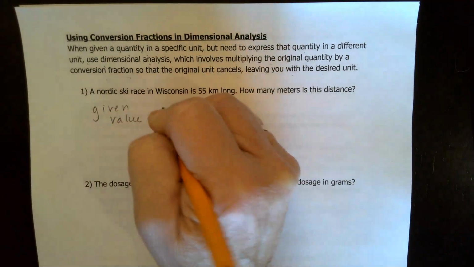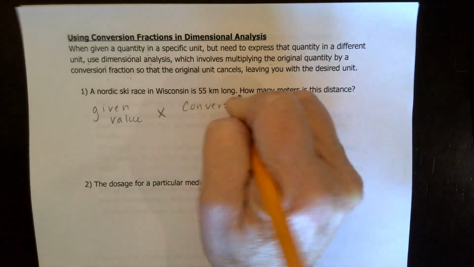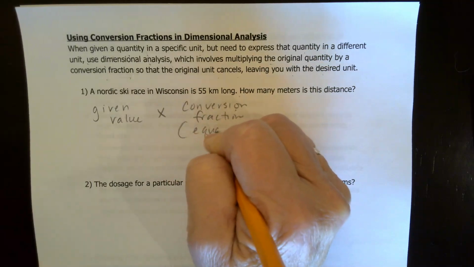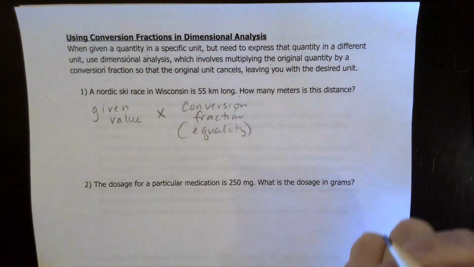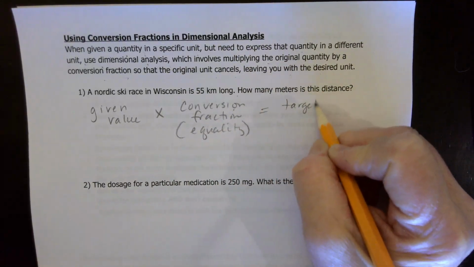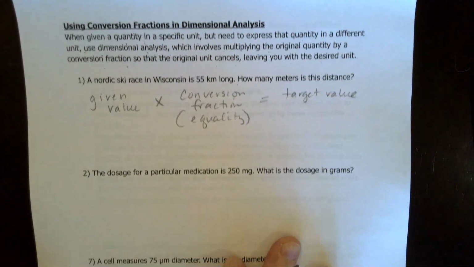Okay, so the basic structure is you're going to start with the given value. You're going to multiply by some conversion fraction. That conversion fraction is going to be some kind of equality, like we just worked on. And then that's going to be equal to your target value with the target unit. Okay, so that's the basic structure.